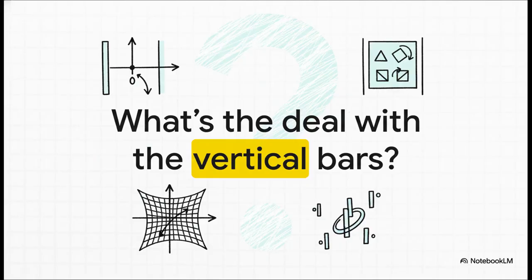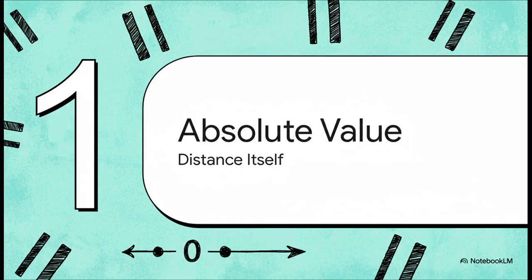Yeah, this is one of those things that trips a lot of people up. But trust me, once you see the logic behind it, it's all gonna click. So let's play detective here and look at each case one by one. All right, first up is our old friend from algebra class, the absolute value. This is probably the first place any of us ever saw these vertical bars.